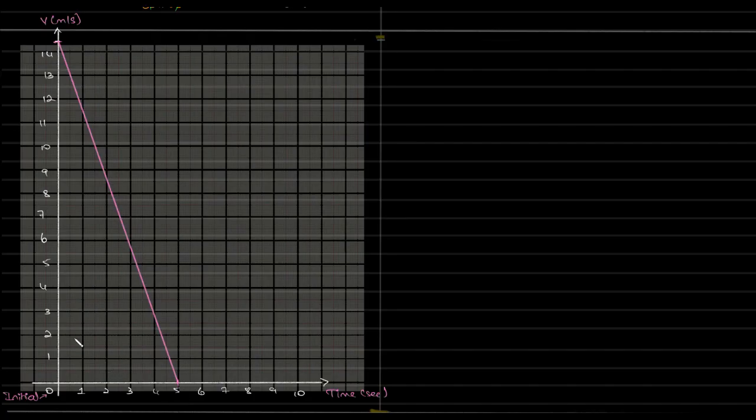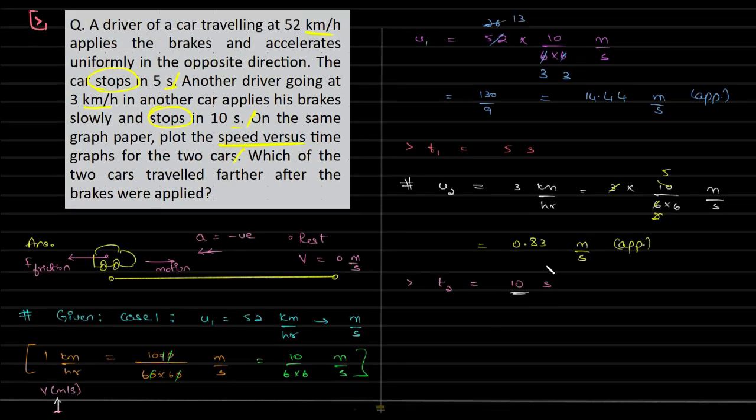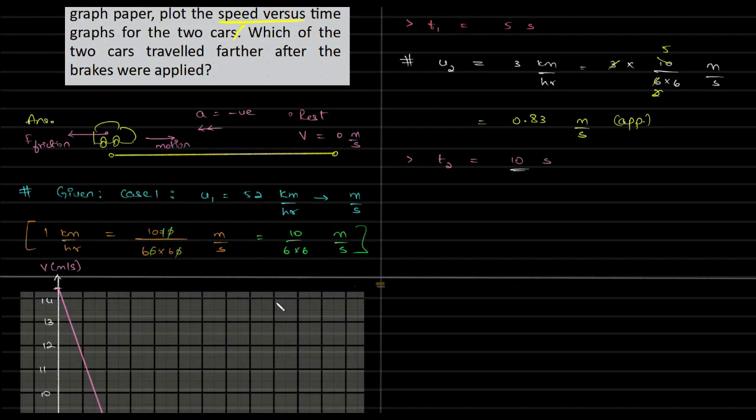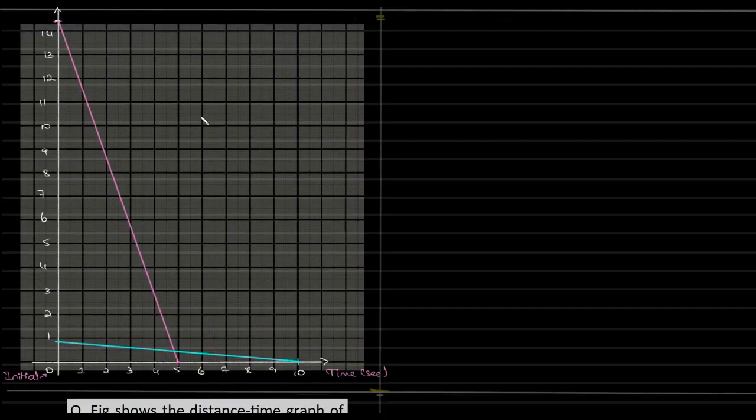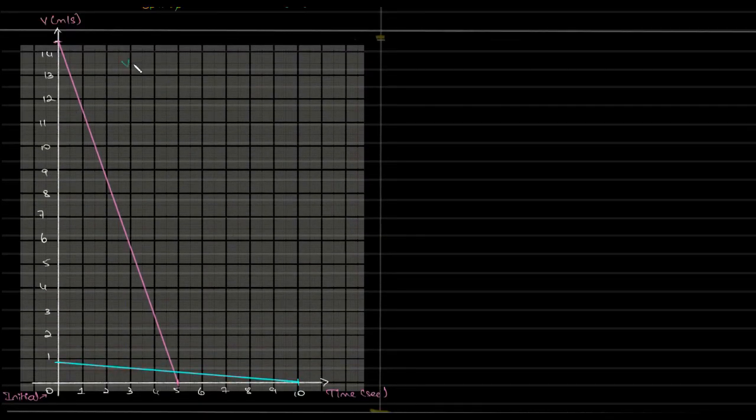While in the other case, we have 8.33 and comes to 0 in 10 seconds. I think I remember the values right. So just let me have a look. 8.33 and the other one is 14.44. Okay. So this is, let me complete the graph. Title is velocity time graph.